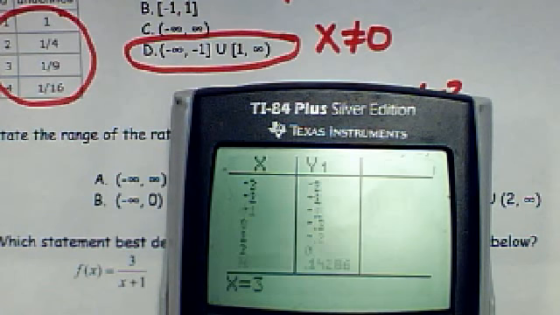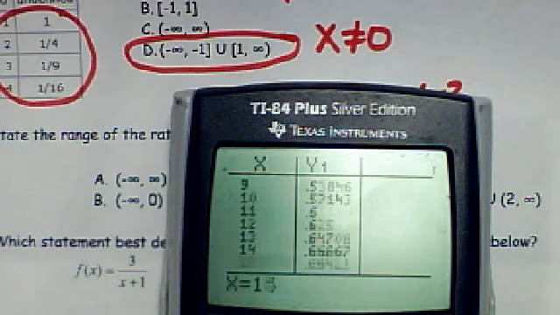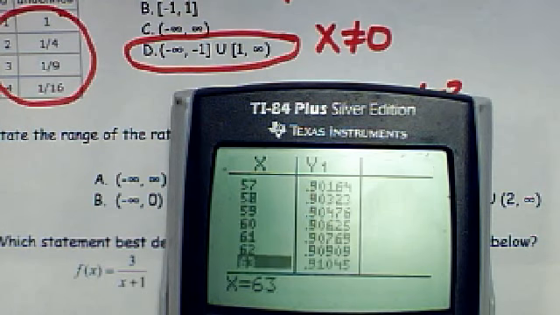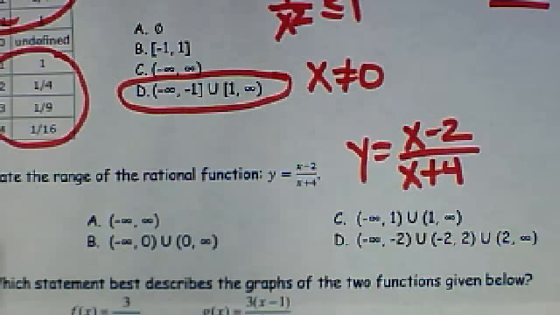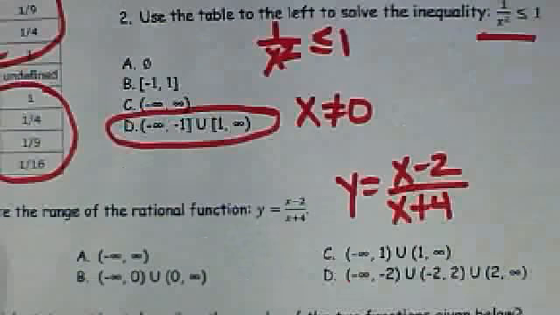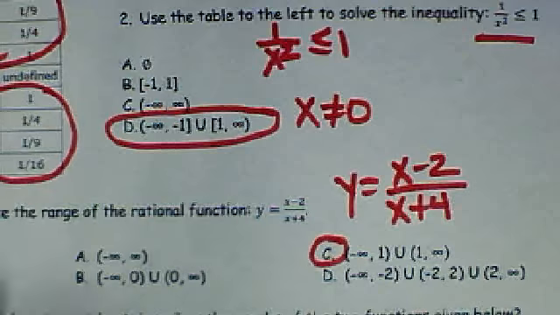And so if I'm looking at my y values, they're getting closer and closer to what number? It looks like they're getting closer and closer to 1. But it doesn't look like it's ever going to cross 1. If I keep scrolling down, it's getting closer and closer, but it's not crossing it. So which one of these says everything but 1? Looks like answer C.